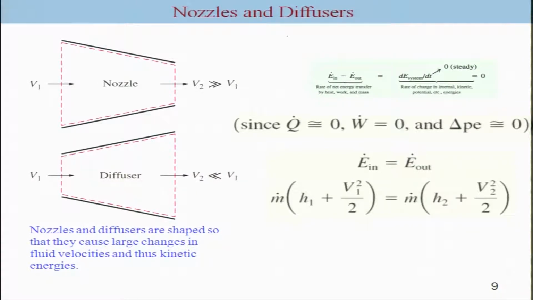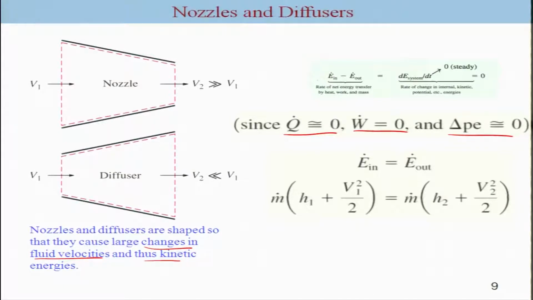So, for example, nozzles and diffusers are typically used to change the fluid velocity and kinetic energy, whereas there is no heat interaction and no work, and the boundary does not change. So, your Q and W are zero, and delta P is also going to be considered zero.